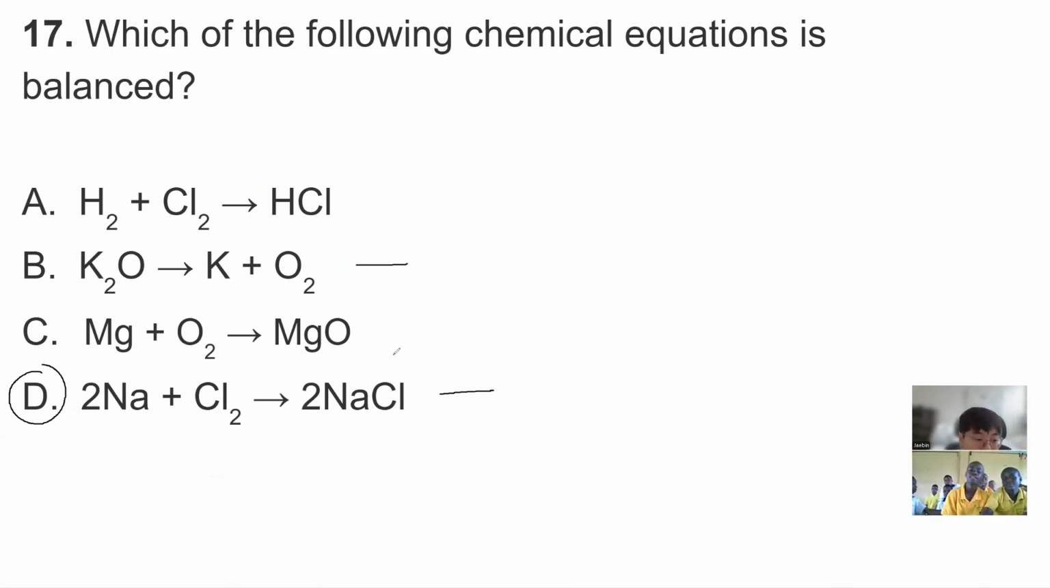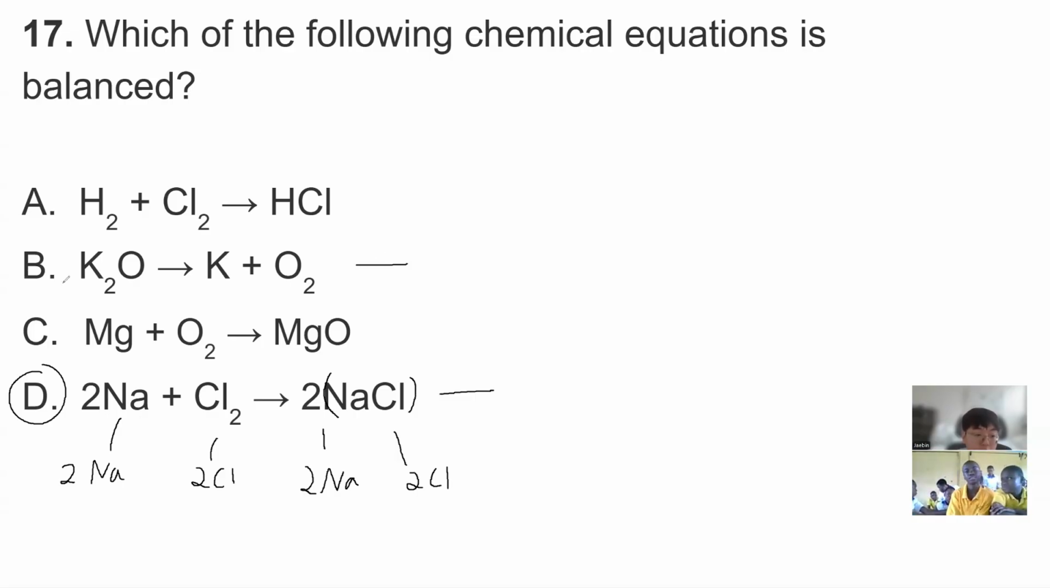Yes, if you said D, then that's correct. The answer is D because there are two sodium, two chlorine on the left, and this two NaCl. This means in total, two NaCl. So there are two sodiums, two calciums, two chlorines, right? So that is why the answer is D.